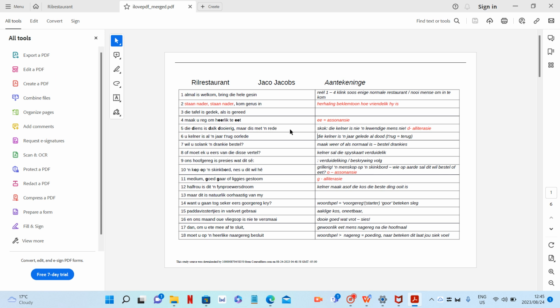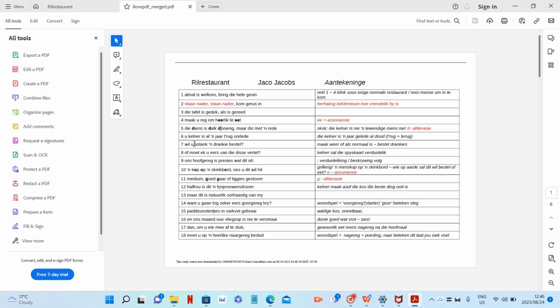So you see when there's a sentence and the first letter is the same, like diens, dalk, dooierig. You see there's D. That is alliteration. So remember the D is alliteration. Maybe if it was also A, or B, that would have been alliteration. So the front letters, the D is your alliteration in line 5.